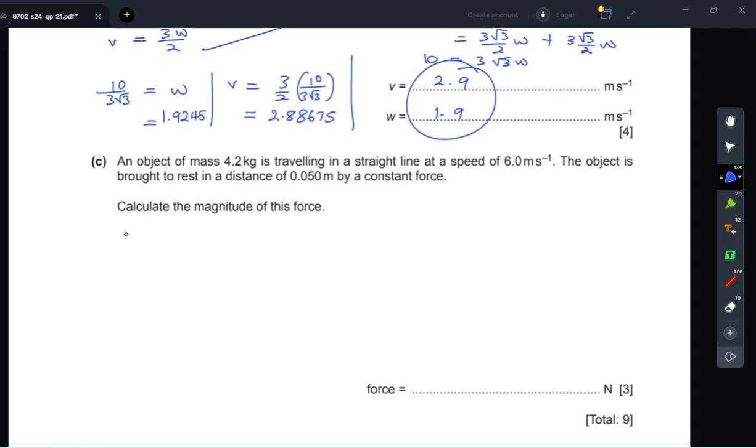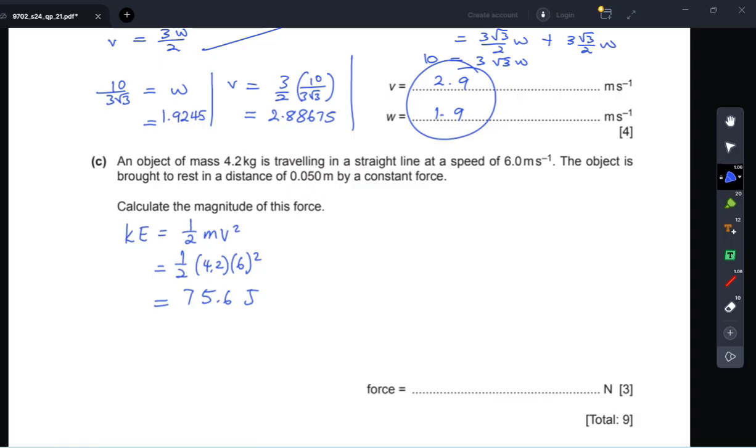Right, what's the kinetic energy of this object? KE is equal to half mv squared while this is in motion. So what do we have here? Half of the mass, which is 4.2, times the velocity, which is 6 squared. So 0.5 times 4.2 times 36. I'm getting 75.6 joules. This is the kinetic energy that this object has.